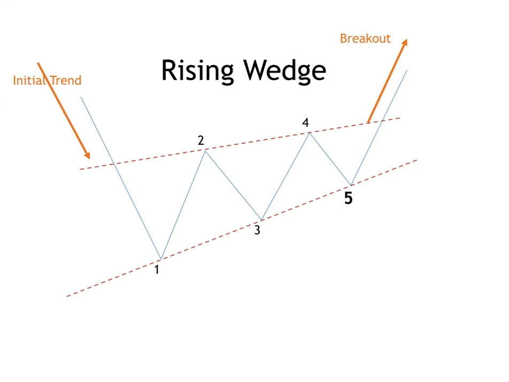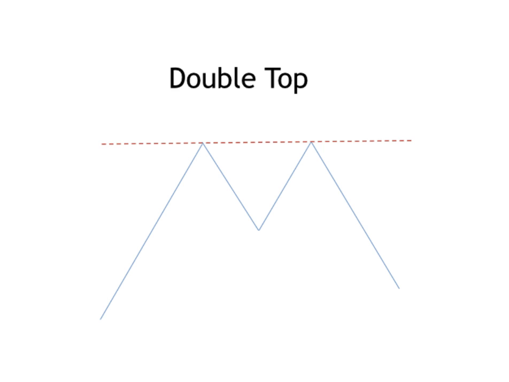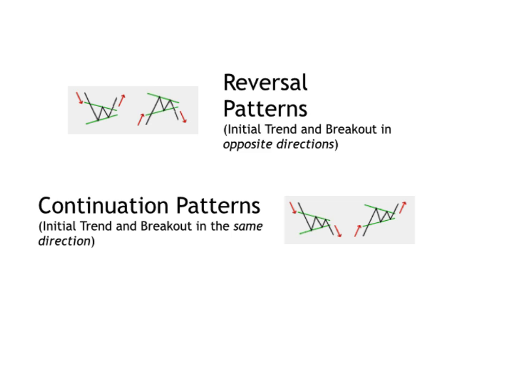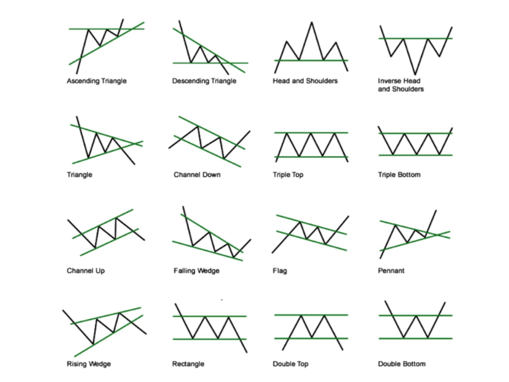Other examples of reversal patterns are the head and shoulders, double tops and bottoms, or triple tops and bottoms. Continuation patterns are ones that have their breakout in the same direction as the initial trend, like the channels and triangles we've seen previously. Altogether, AutoChartist identifies the 16 most widely used pattern types.